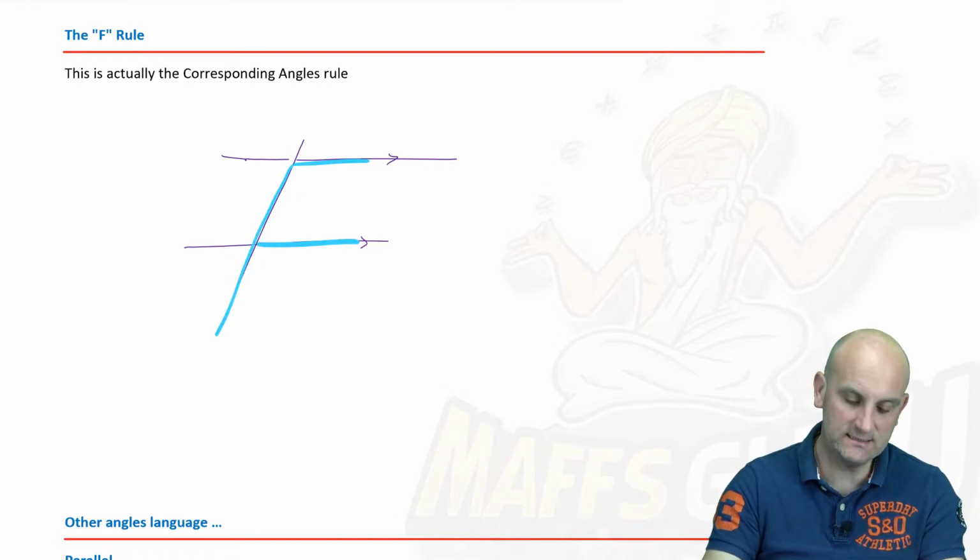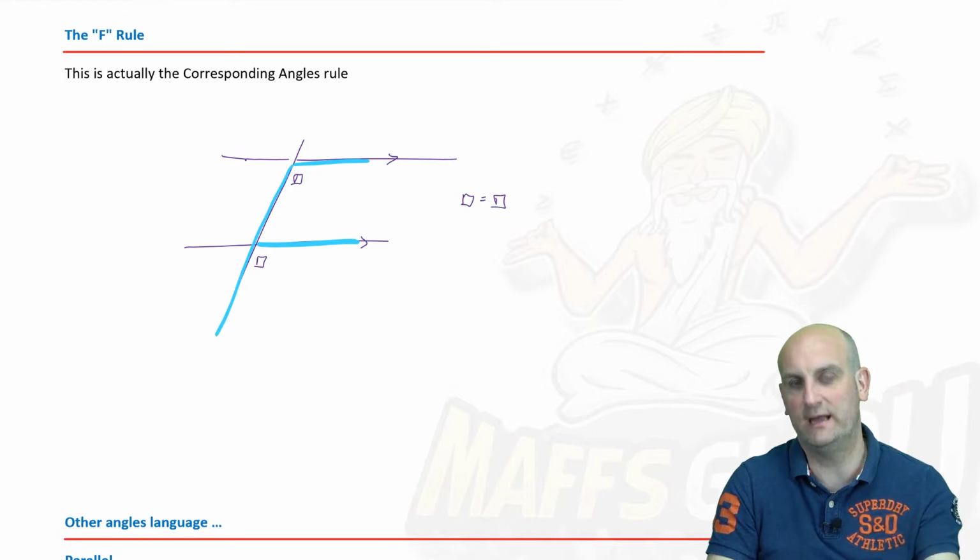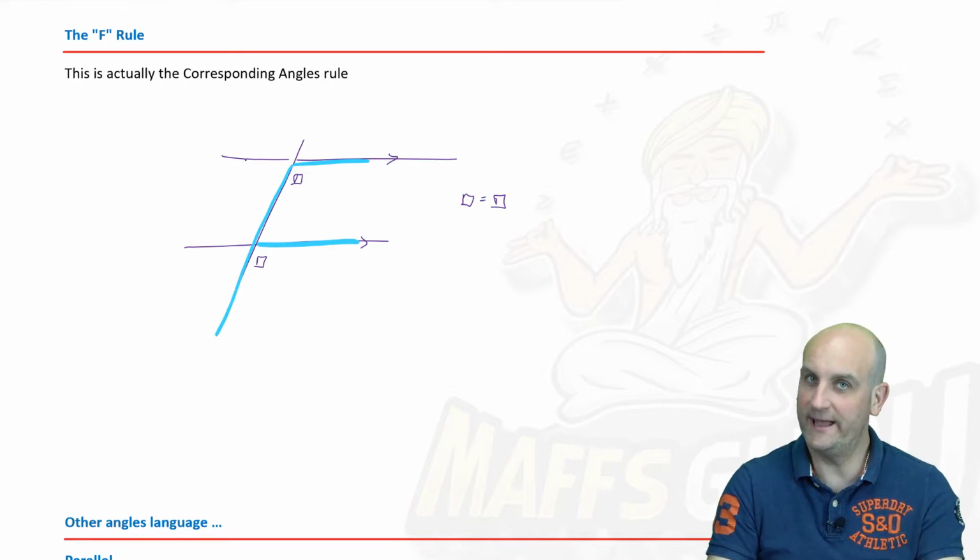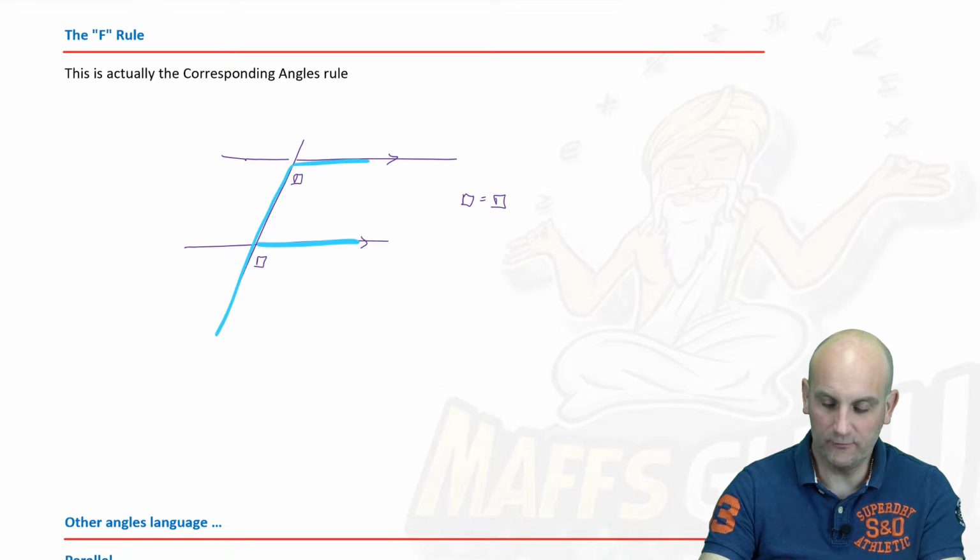And the rule states that the corner angles of the F are once again exactly the same. Now, the official rule for that is corresponding angles. But again, there are other tricks to this. I'm going to draw another F.